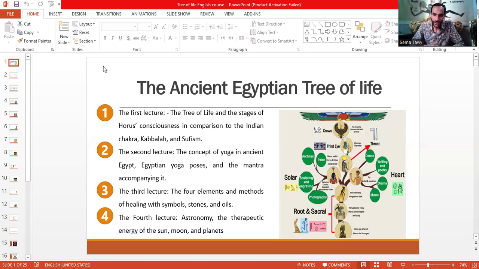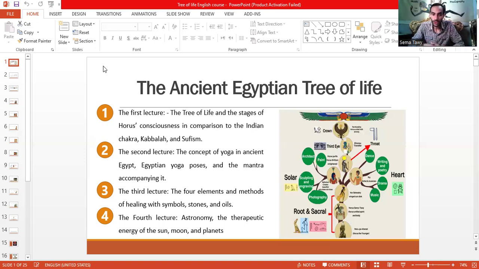The third lecture, we will speak about the 4 elements and the method of healing with symbols, stones, and oils. In ancient Egypt, there are a lot of kinds of semi-precious stones and precious stones, and a lot of symbols, and a lot of kinds of sacred oils, and the top 7 sacred oils in ancient Egypt, and they used symbols, stones, and oils as a part of the treatment of healing.